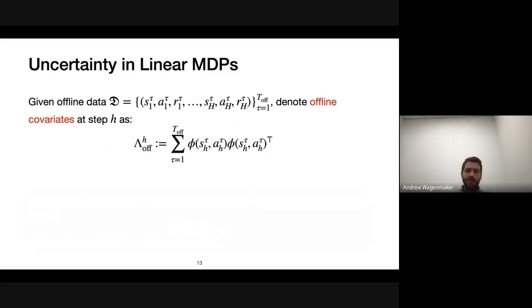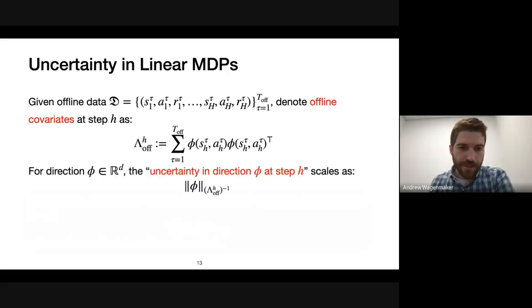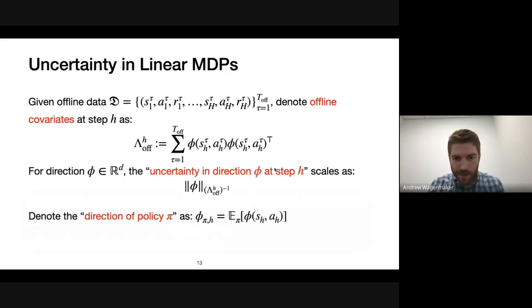Okay. So what we'll define here is, given this offline data, the offline covariance as Lambda off H. So this is the covariance of the offline data at step H. It's known that in linear MDPs, just like linear bandits and other linear regression settings, the uncertainty in some direction phi, given some data Lambda off, is going to scale as the norm of phi in the Lambda off inverse norm. This is simply the square root of phi transpose Lambda off inverse phi. So this gives us a quantification of uncertainty in the offline data.